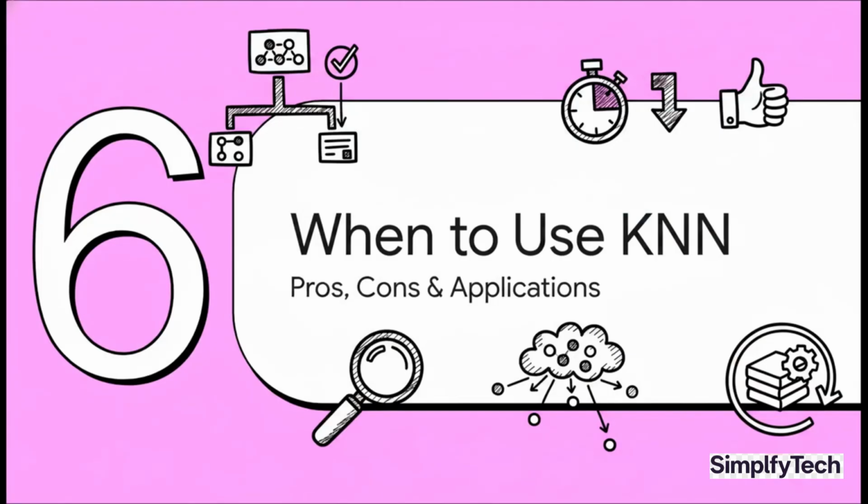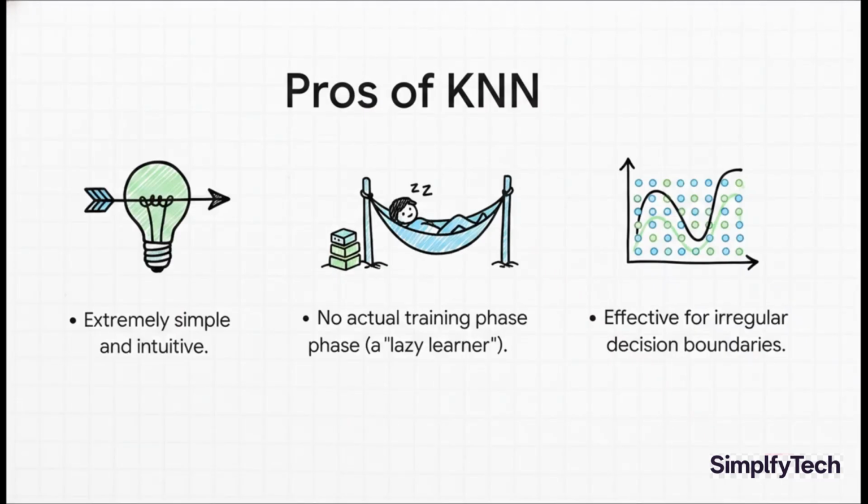Okay, so after seeing all that, the big question is, when should you actually use KNN? When is it the right tool for the job? Let's break down the pros and cons. On the plus side, its biggest advantage is that it's just so simple and intuitive. You can actually explain to someone why it made the decision it did. And since it's a lazy learner with no real training time, it's an amazing model to start with. You can run it super fast to get a baseline for how well you should be doing before you move on to something way more complicated.